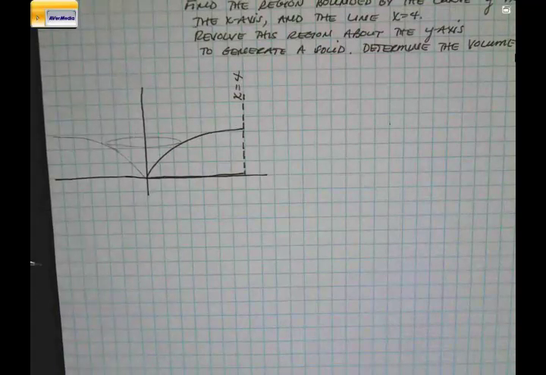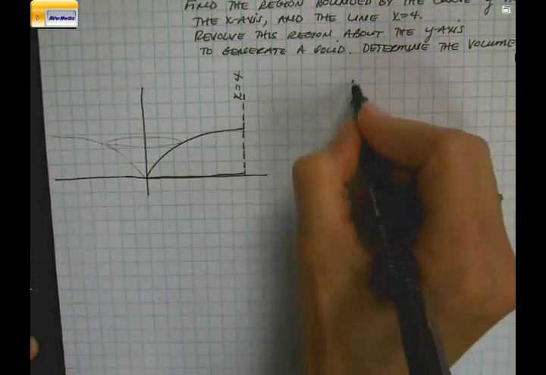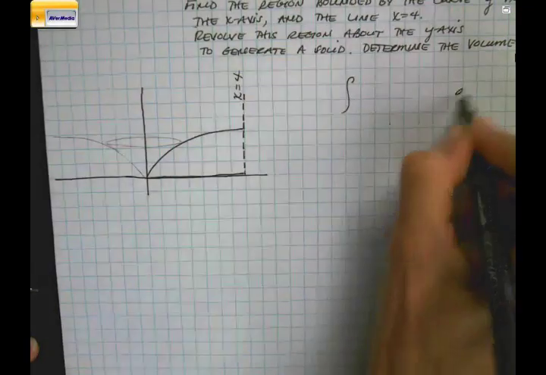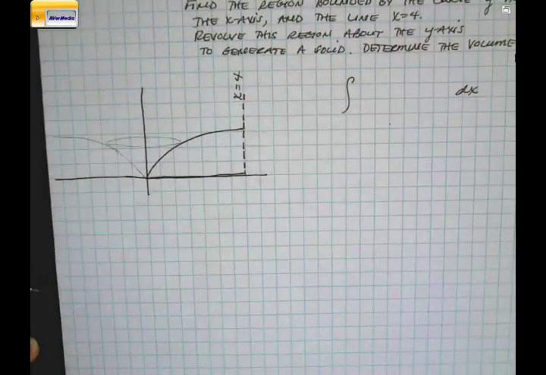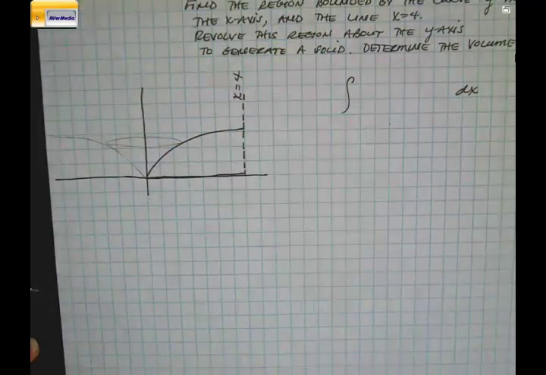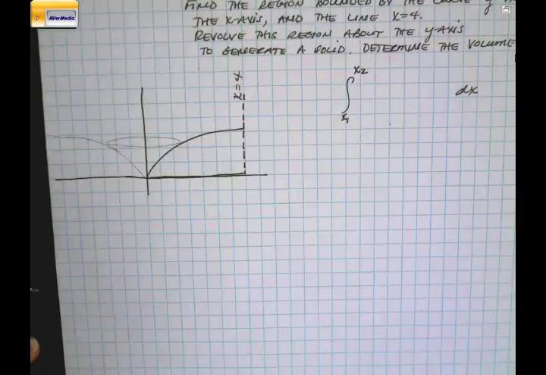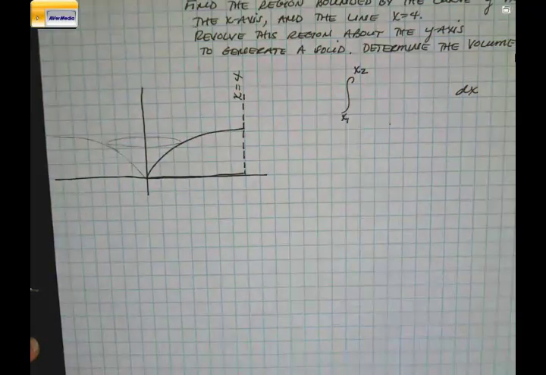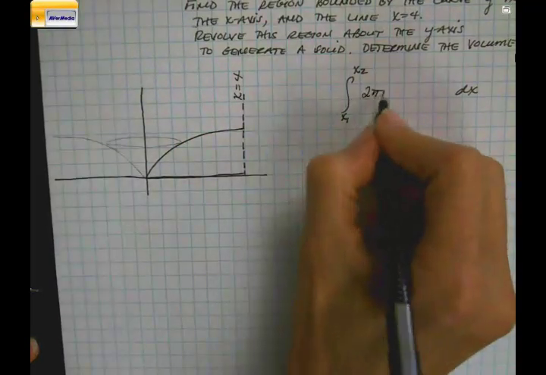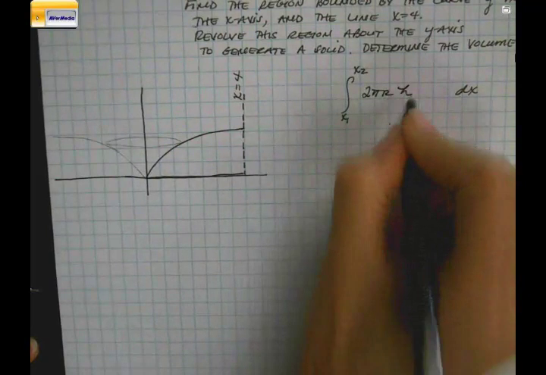Now, if we're rotating about a vertical axis, we're going to be integrating with respect to dx, just the opposite of the last section. When you're rotating about a vertical axis, you're going to be integrating with respect to dx, which means the upper and lower limits of your integration must be x values. And so I'm going to go ahead and put x's on there to remind you, if you're integrating with respect to dx, your upper and lower limits must be x values. Then this is going to be 2 pi r h.